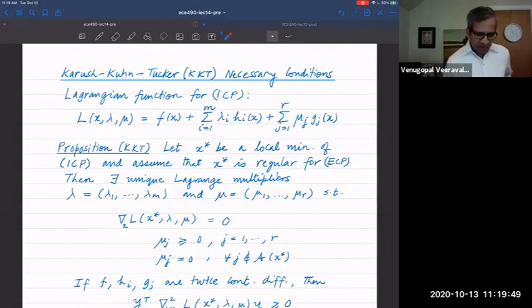So we're going to capture all of that in the following result, which is called the Karush-Kuhn-Tucker necessary conditions, or KKT. This result is probably one of the most important results that you learn in this course. If you have anything to do with optimization after you're done with this course, you're going to have lots of occasion to use this result, the KKT theorem.